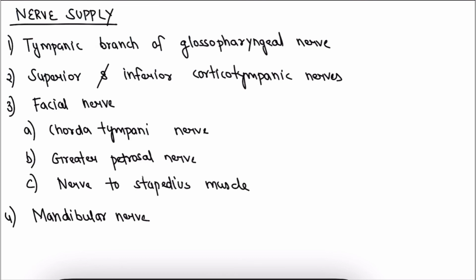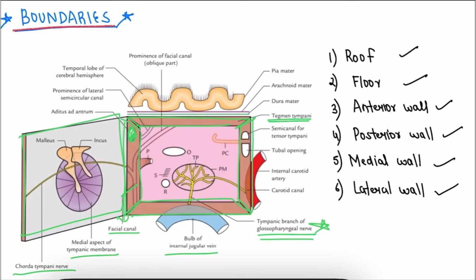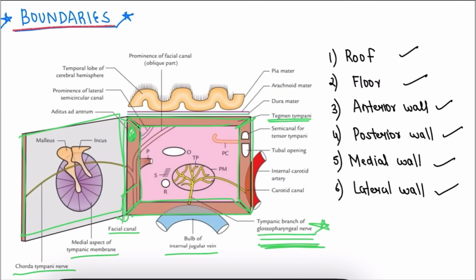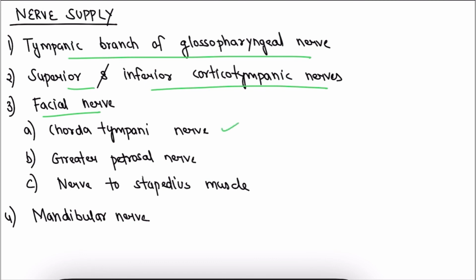Now coming to the nerve supply, the first point here is the tympanic branch of the glossopharyngeal nerve. If you see this diagram, we can clearly see the tympanic branch of the glossopharyngeal nerve pierces the floor. Now the second one is the superior and inferior corticotympanic nerves. The third one is the facial nerve. As we can see, this is the facial canal, and the branches of the facial nerve that we are going to study are the chorda tympani nerve, greater petrosal nerve, and nerve to stapedius muscle.